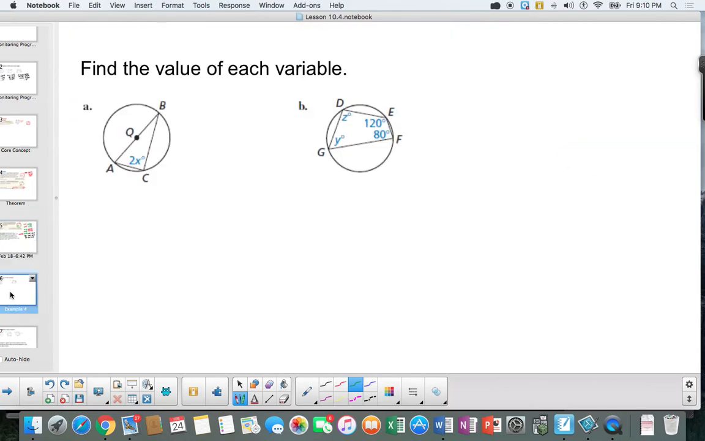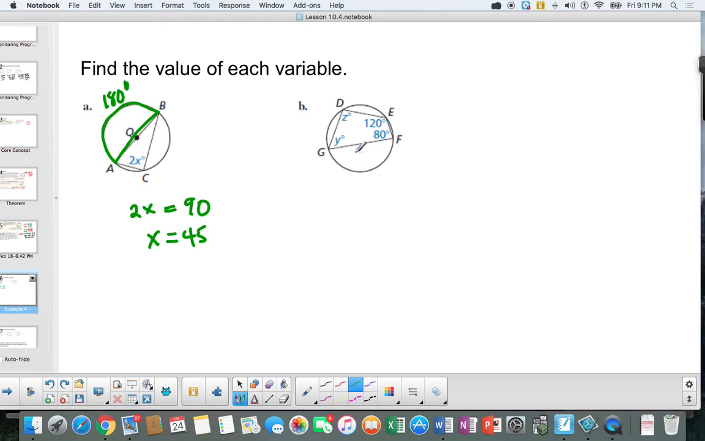All right, let's go ahead and use these two new theorems. Now I see a hypotenuse. So I know that this arc is 180 degrees. So therefore, 2x, this inscribed angle, is going to be equal to 90. It's equal to half the intercepted arc, so therefore x will be equal to 45 degrees, or just 45.